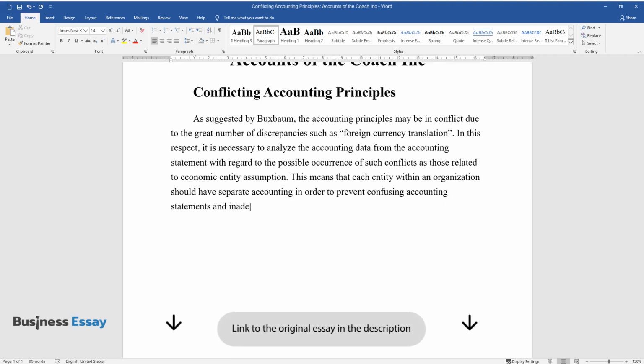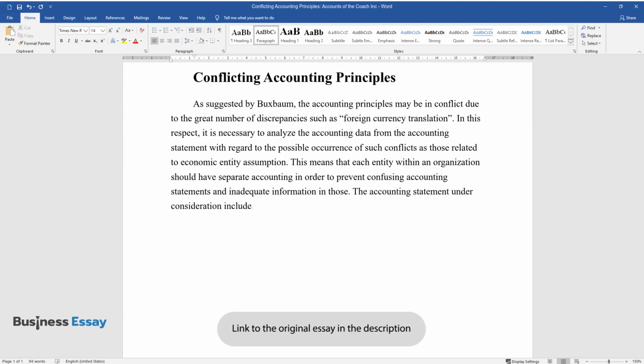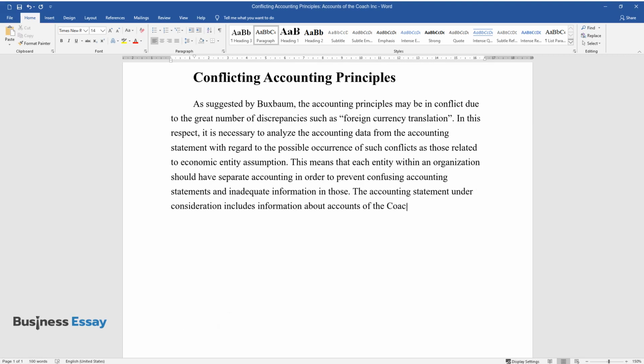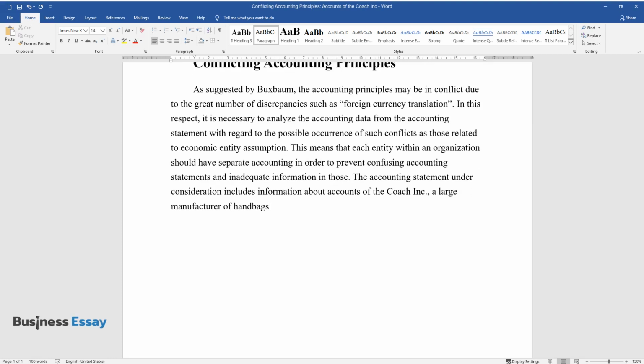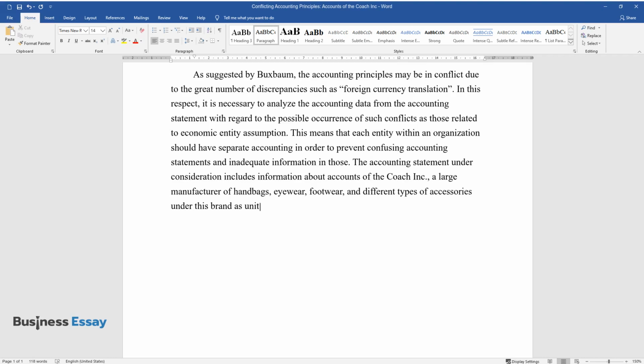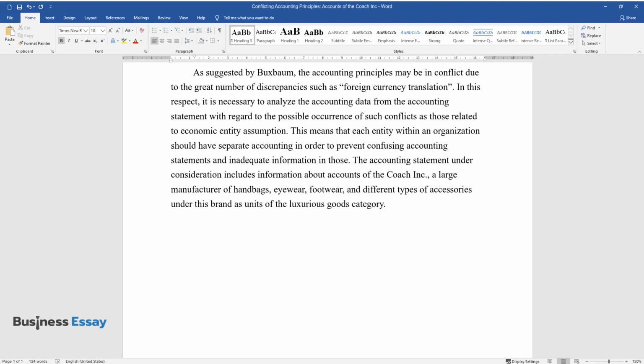The accounting statement under consideration includes information about accounts of the Coach Incorporated, a large manufacturer of handbags, eyewear, footwear, and different types of accessories under this brand as units of the luxurious goods category.